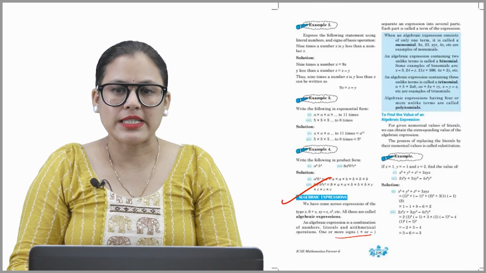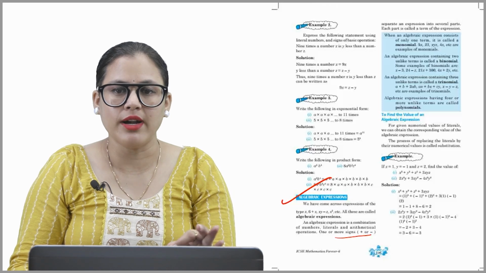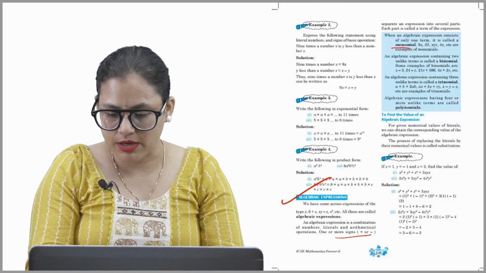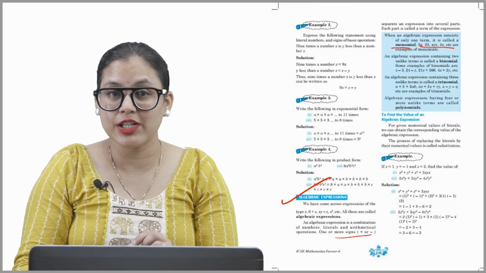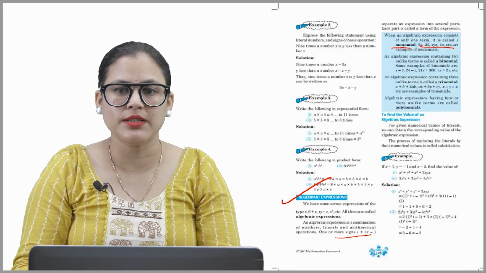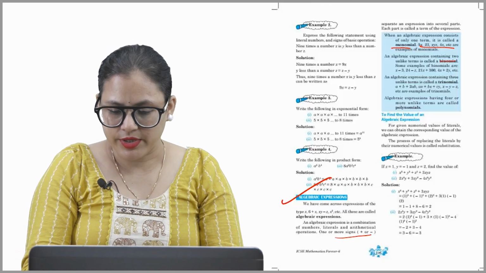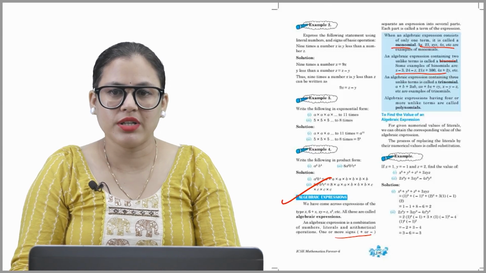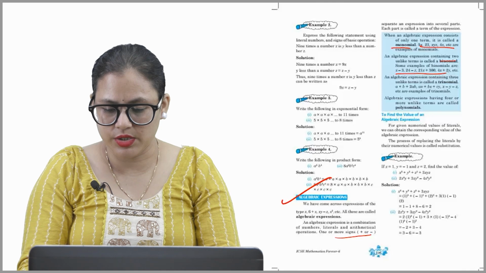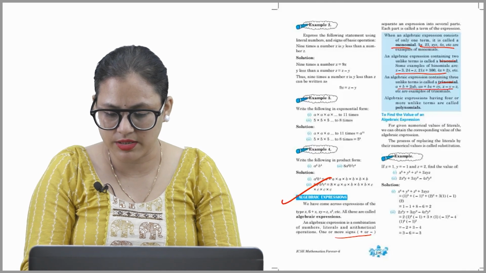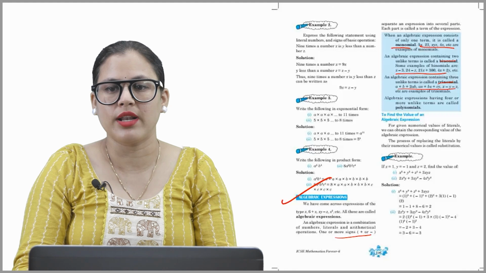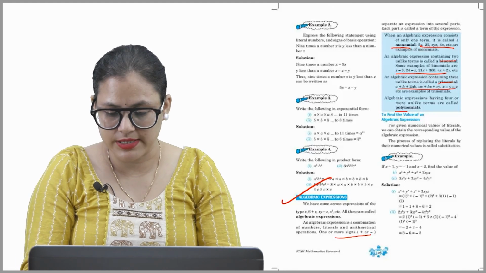When an algebraic expression consists of only one term, it is called a monomial. For example, these are all monomials. An algebraic expression containing two unlike terms is called a binomial. For example, all these are binomials. An algebraic expression containing three unlike terms is called a trinomial. For example, all these are trinomials. Algebraic expressions having four or more unlike terms are called polynomials, right?